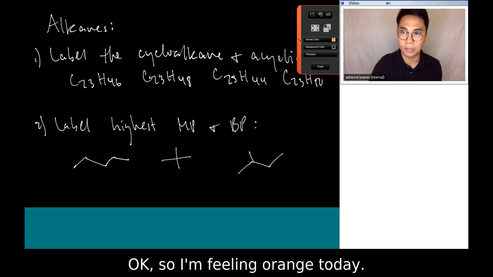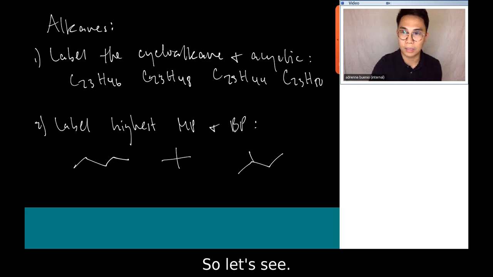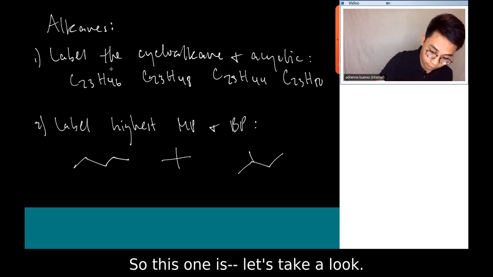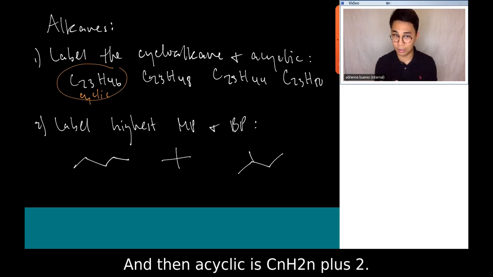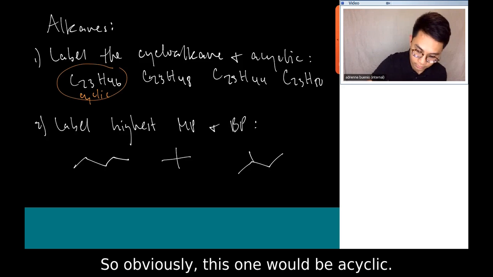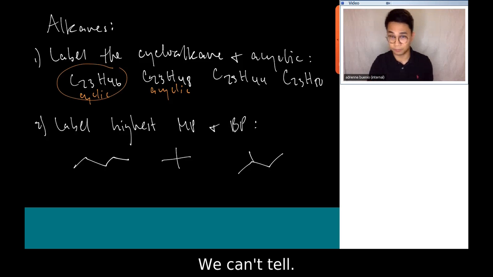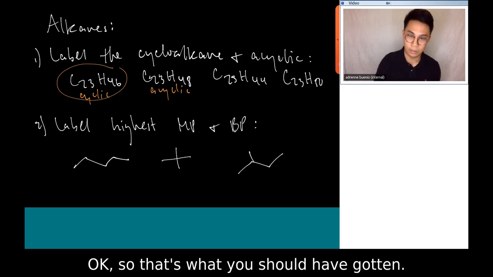Okay, so I'm feeling orange today. So let's see. Cycloalkanes, we know they have the formula CnH2n, right? So which one does that relate to? Right, so this one is cyclic, right? And then our acyclic is CnH2n plus 2. So obviously this one would be acyclic. And these are just random ones, right? So these are neither. We can't tell, right? We can't tell. So that's what you should have gotten.